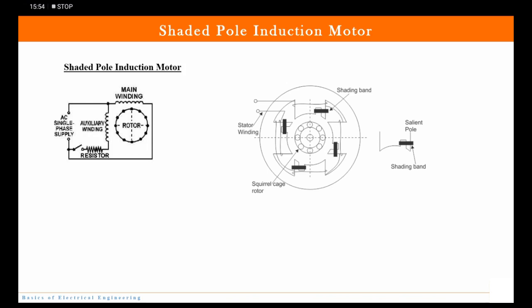And I've already told you the advantages are, of course, you have a very rugged induction motor, and they are quite cheap if you compare with other motors. But then the disadvantages are going to be low power factor, low starting torque, low overload capacity, lesser efficiency, and more losses. Okay, so this was about the shaded pole induction motor.